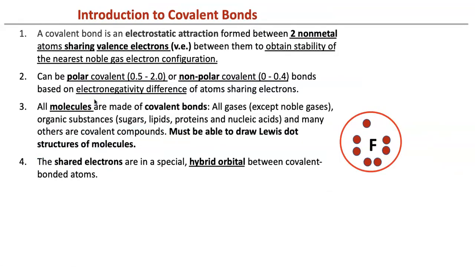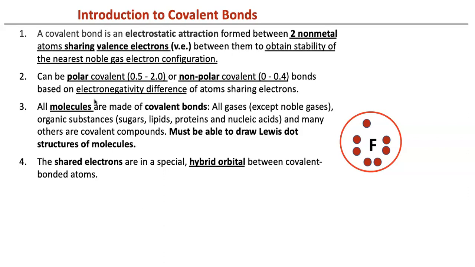Introduction to covalent bonds. I will give you 9 bullet points and brief descriptions so that when we cover each one in detail, you won't be confused. First thing, covalent bonds are electrostatic attractions formed by 2 different or same nonmetals. They share their valence electrons between them so that they can obtain the nearest noble gas electron configuration and be stable.